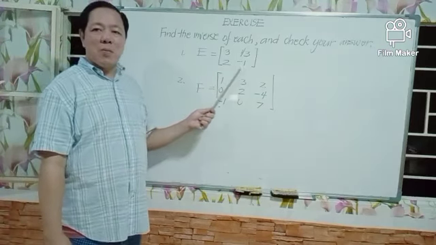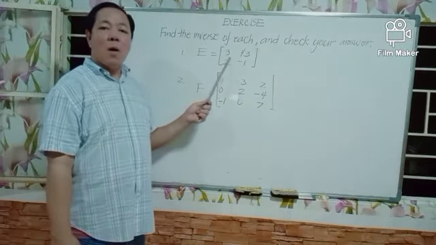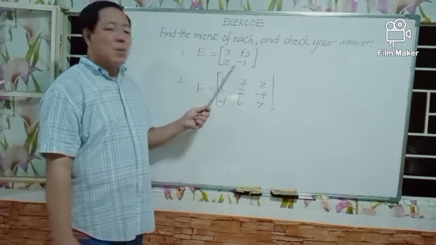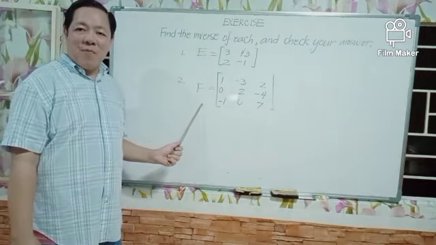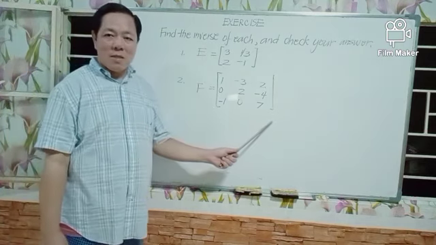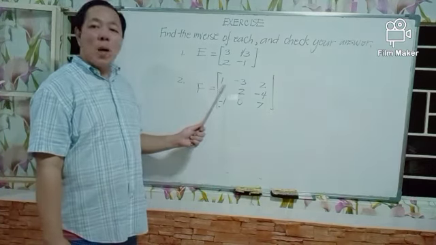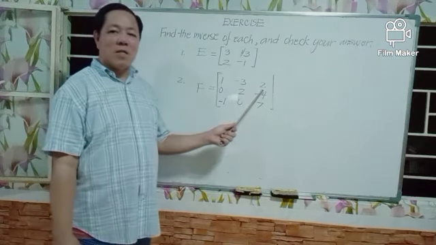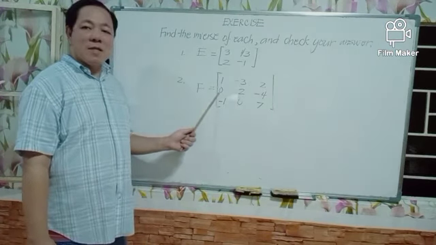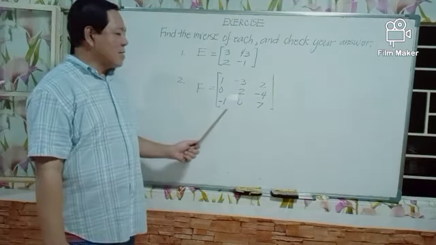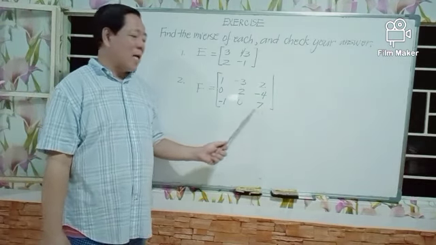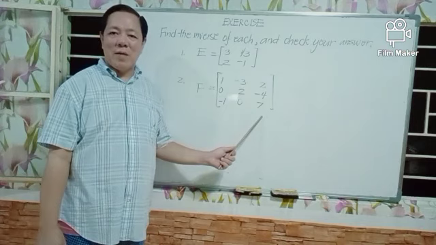It's a 2 by 2 matrix with entries 3, 1/3, 2, -1. Number 2, find the inverse of matrix F. It's a 3 by 3 matrix. Entries in the first row 1, -3, 2. Entries in the second row 0, 2, -4. Entries in the third and last row -1, 0, 7.